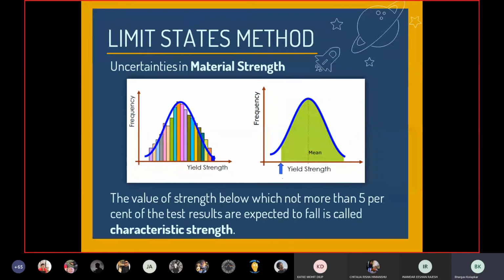So characteristic strength is capacity. It is the capacity of the material. So characteristic strength is that value below which not more than 5% of the test results are expected to fall. Meaning if we test 100 samples, 95 samples would have a strength of more than this value. Okay, let me put it this way. Do you remember the graph of the quiz that we did last time?